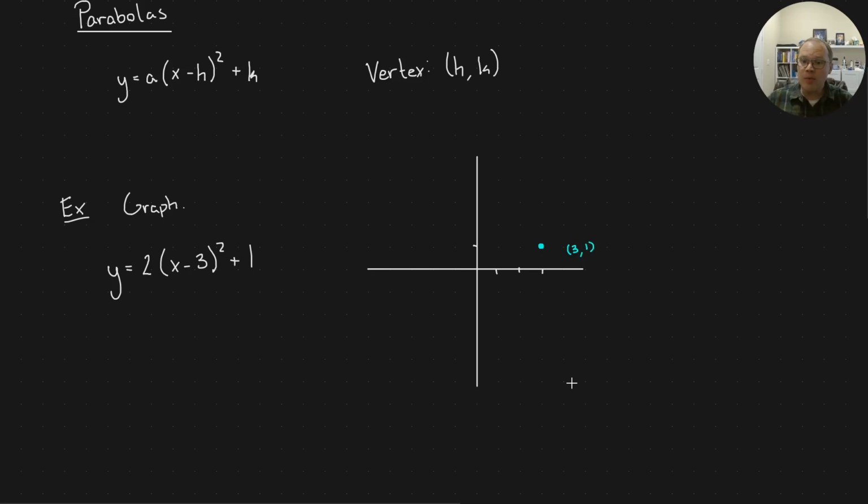Okay? And now we graph the rest of the parabola just as we did before. The number in front here is 2. So if I go left 1 or right 1, I'm going to go 2 up from that vertex. Okay? So left 1, 2 up. Right 1, 2 up. And this gives me the 3 points I need to graph my parabola. Okay? Let's do one more example.